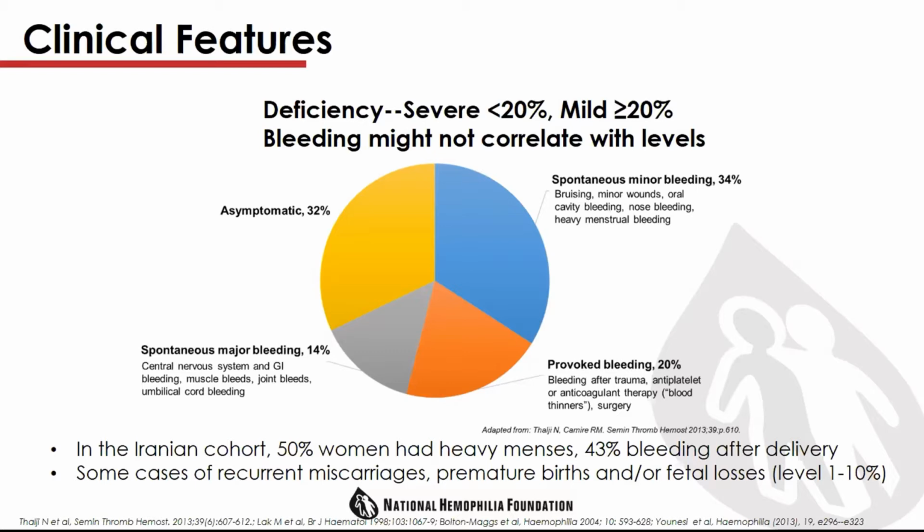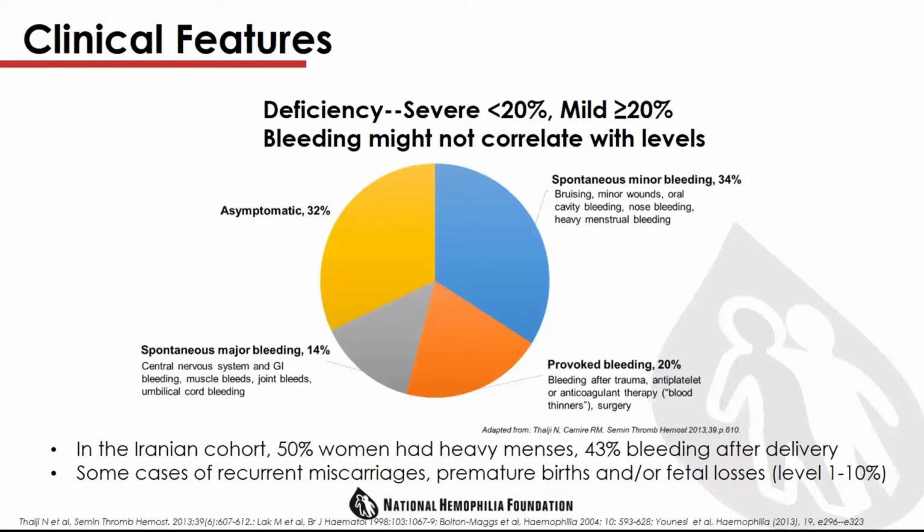As you can see from this graph here, 30% of the patients are asymptomatic, which means they do not have any bleeding symptoms. 30% of these patients have minor bleeding, mainly in the skin and the mucous membranes, which includes easy bruising, nosebleeds, and some women can have heavy menstrual bleeding. 20% have bleeding mainly after injury, surgery, or if they are on blood thinners. Very few, only about 14%, have bleeding in the major organs which can be life-threatening, like in the brain, in the gut, or the joints and muscles.